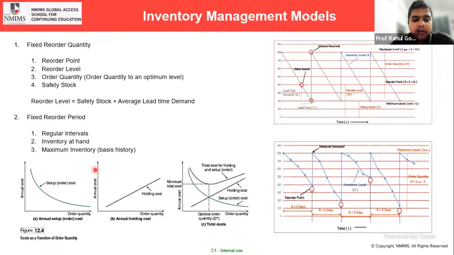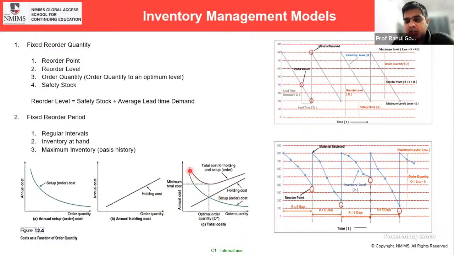So if you look at the costs involved when we talk about inventory, there are various types of cost. One is called the holding cost. As your inventory increases, your holding cost increases. And then there is something called the ordering cost. So what is meant by ordering cost?